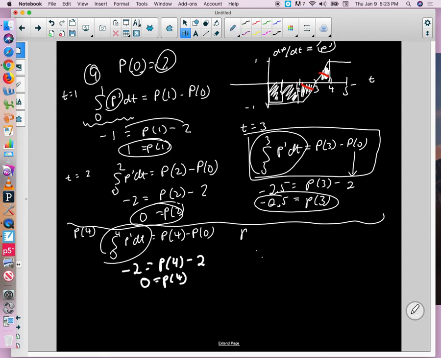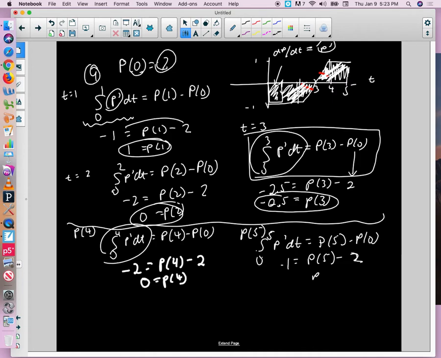All right, and then p of 5. For p of 5, I'm going to go from 0 to 5 of p prime dt, and that gives me p of 5 minus p of 0. So if I go all the way to 5, these parts cancel out, and I just get negative 1. So p of 5 is 1. All right, so that is number 9. All right, number 10.